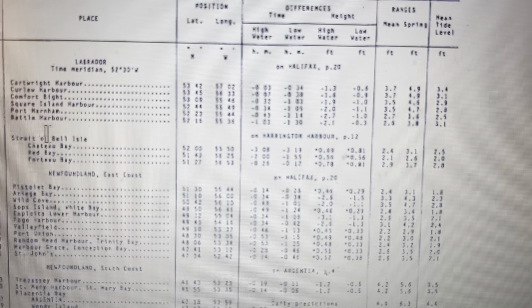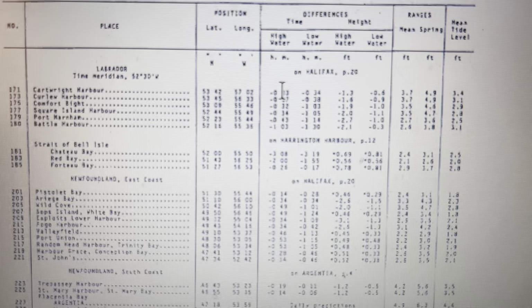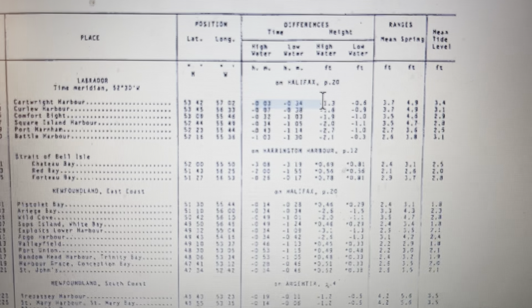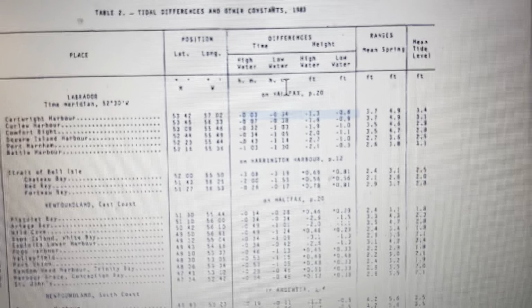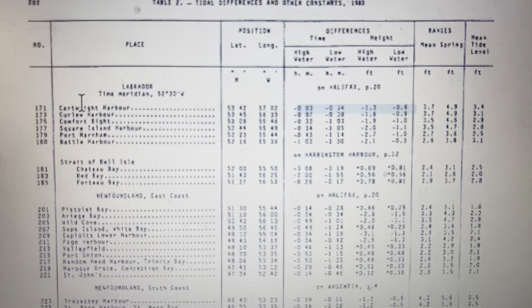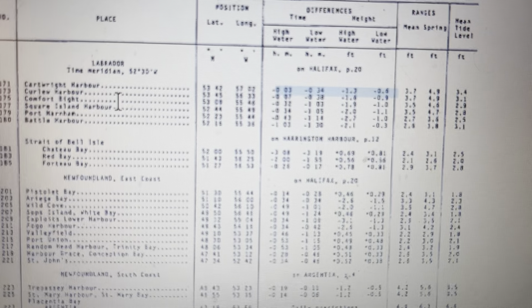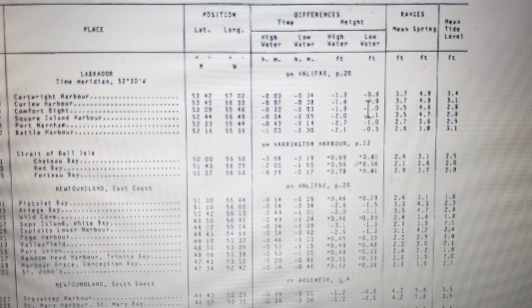So what this means is, well, these corrections are consistent throughout the year. They're not just true for one day or one week, they will be true for the entire year. So if you get any single height at any single time at Halifax, you can automatically find what is at Cartwright Harbor, or Curlew Harbor, or what is that, Square Island Harbor, all throughout there.